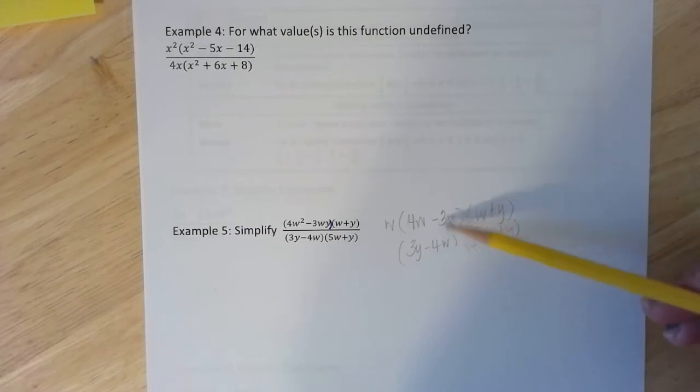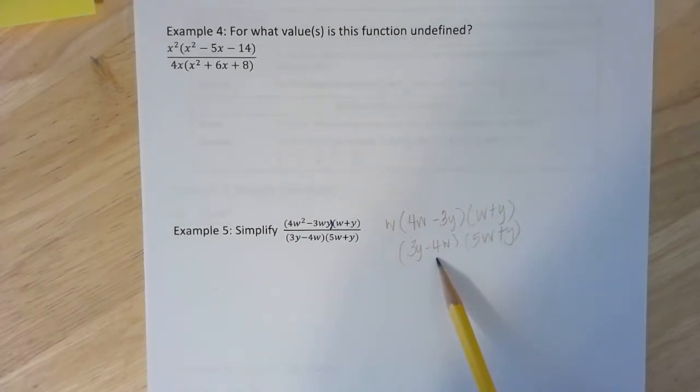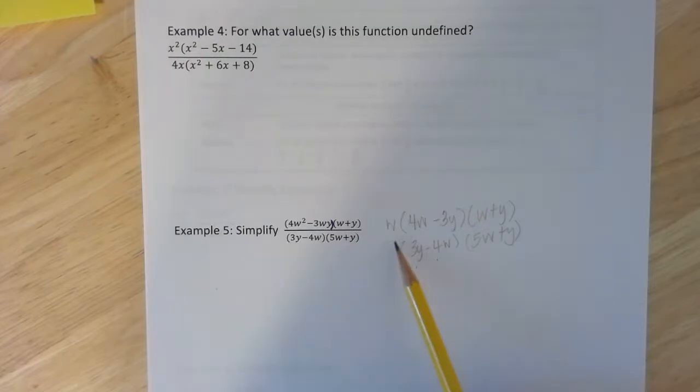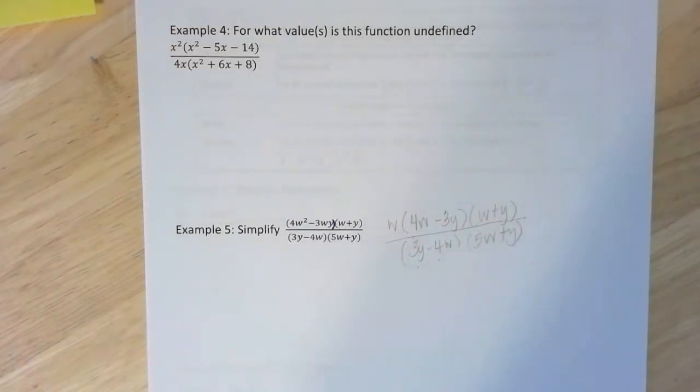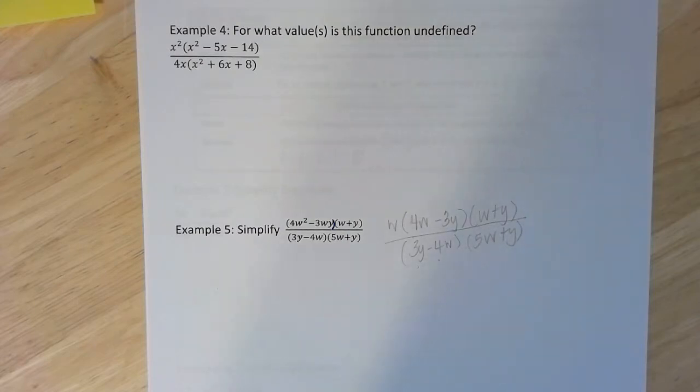they look somewhat similar, but they're not similar. Okay, so it has a 4w. Well, this has a negative 4w. This has a negative 3y. This has a positive 3y. So the thing is they're different. They're different by a negative. So we need to get that negative out.